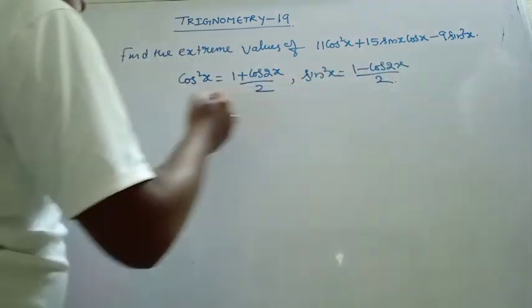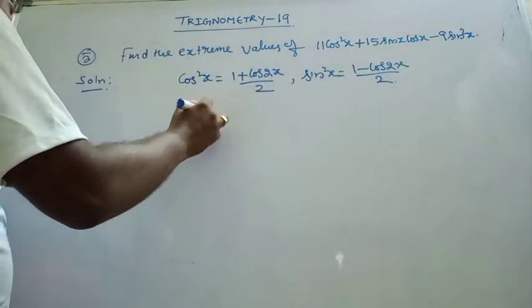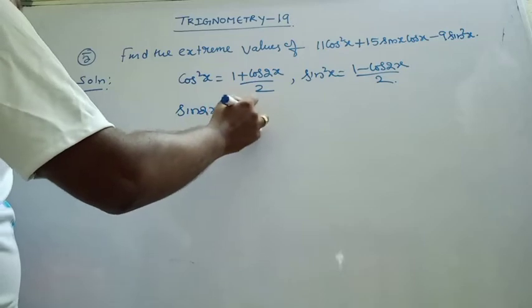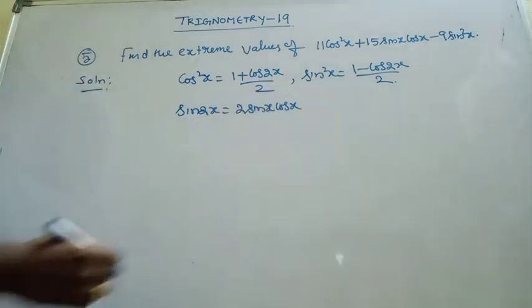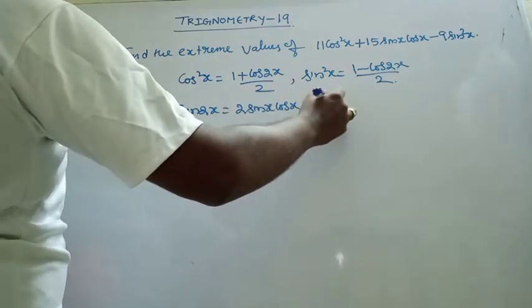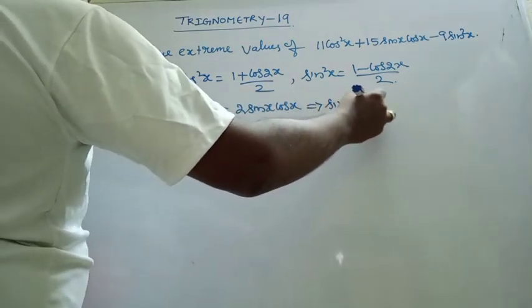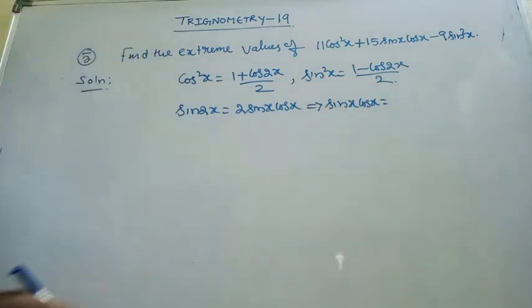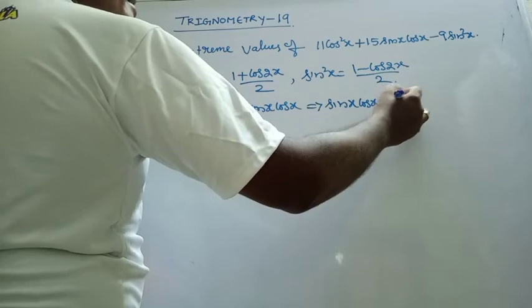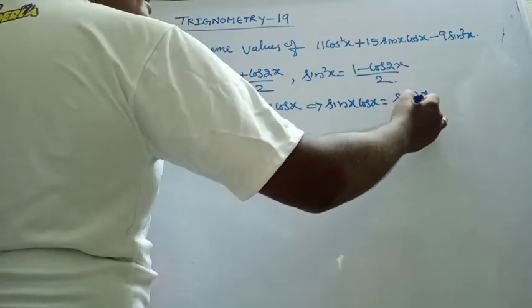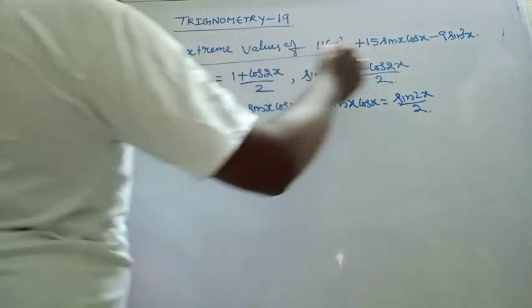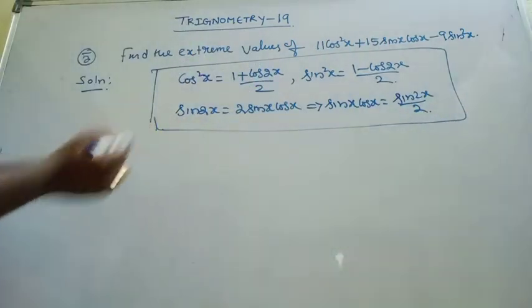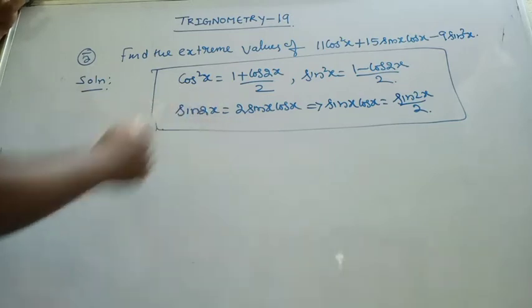And also we know the sin 2x formula: sin 2x is nothing but 2 sin x cos x. From this you will get that sin x cos x is equal to sin 2x by 2. Already we did these problems, right? Now let us use this whole set of formulas. Already we know these, right? sin x cos x equals sin 2x by 2.